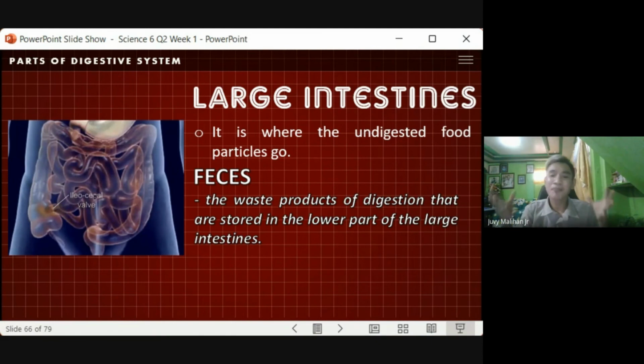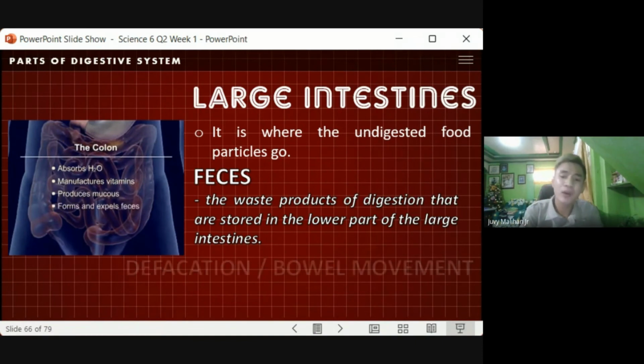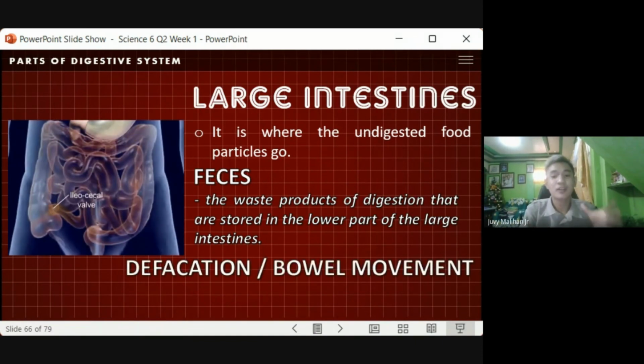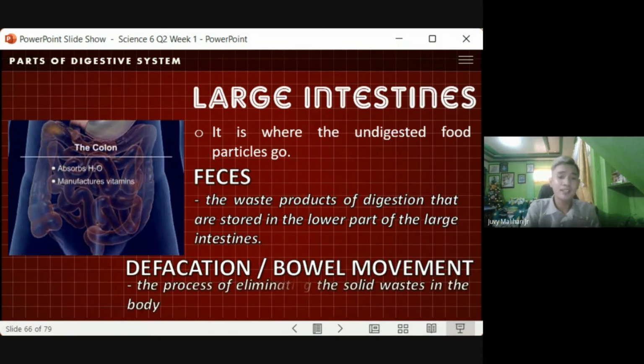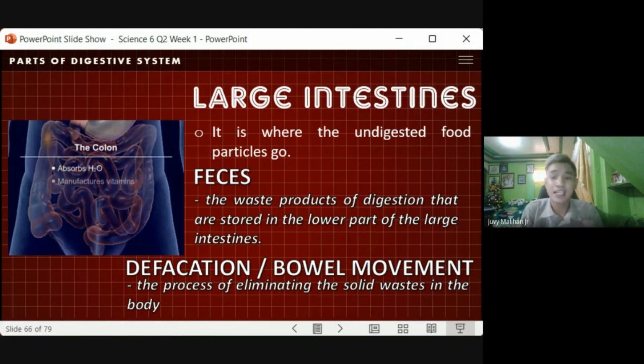So the process of eliminating these solid wastes or feces in the body is what we call defecation or the bowel movement. Again, defecation or bowel movement is the process of eliminating the solid waste in the body. Okay, so that is how digestion happens inside our body, of course, with the help of the digestive system.